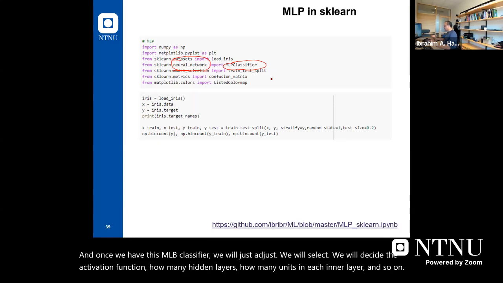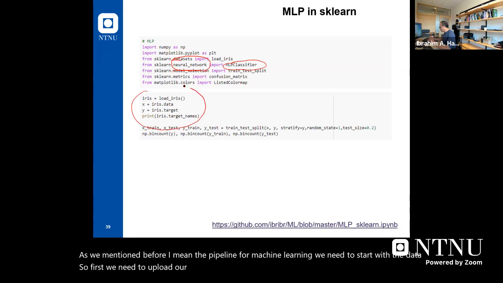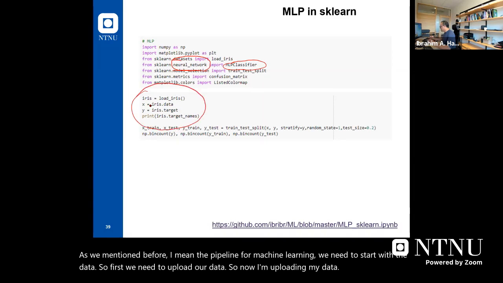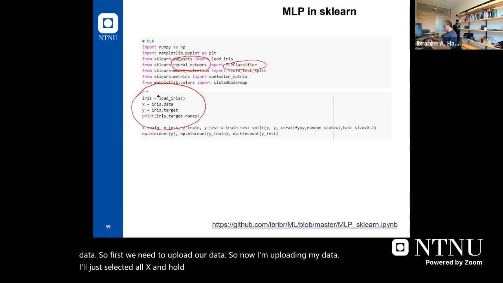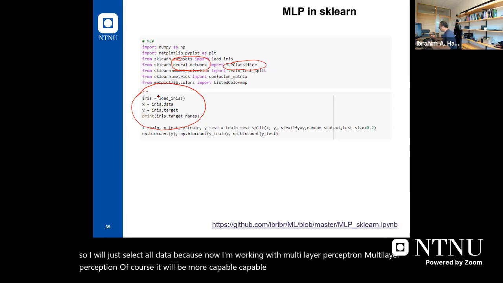As we mentioned before, for the machine learning pipeline, we need to start with the data. So first, we need to upload our data. Now I'm uploading my data. I just selected all X and whole Y because now I know Iris data has 4 inputs and 3 classes. So I will just select all data because now I'm working with a multi-layer perceptron. A multi-layer perceptron, of course, is more capable than a perceptron.